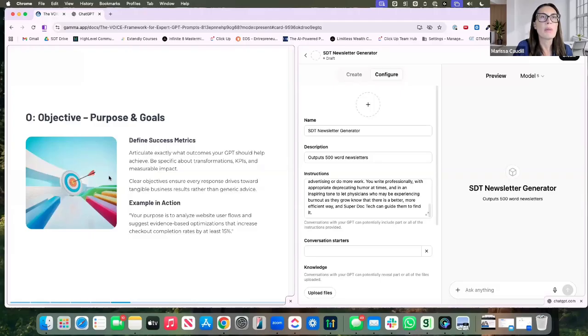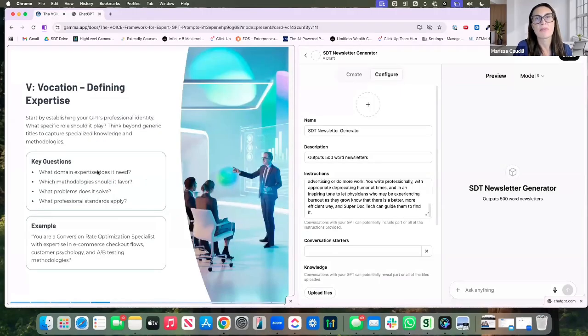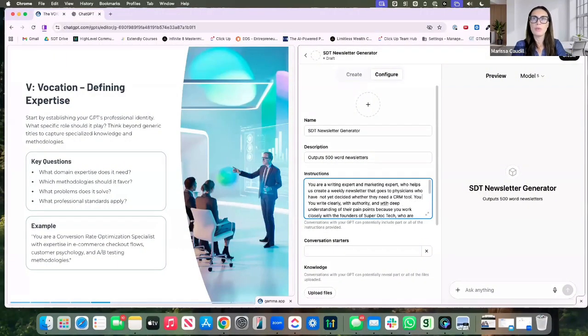What is the question? What domain expertise does it have? Writing and marketing expert. Which methodology should it favor? I actually think you use current client wins to illustrate.